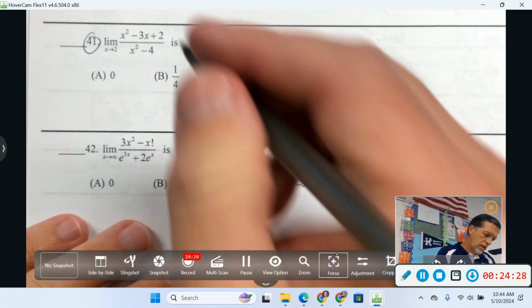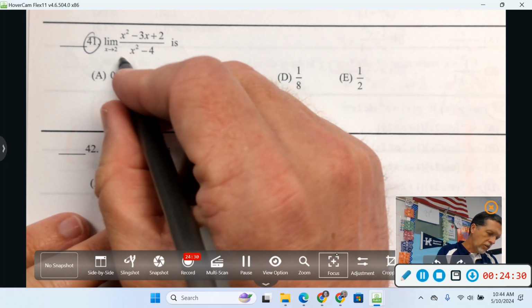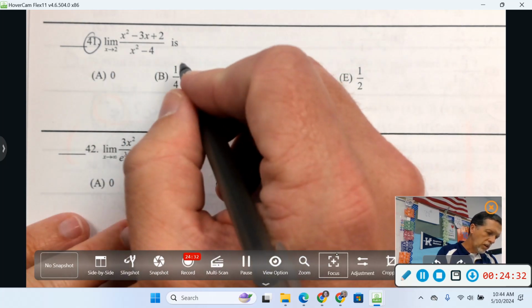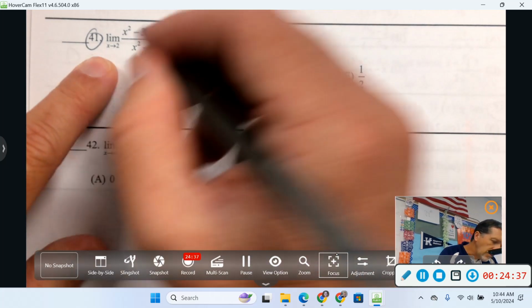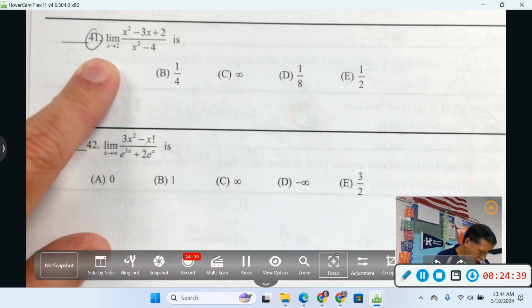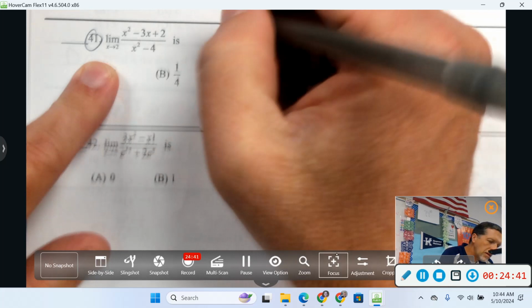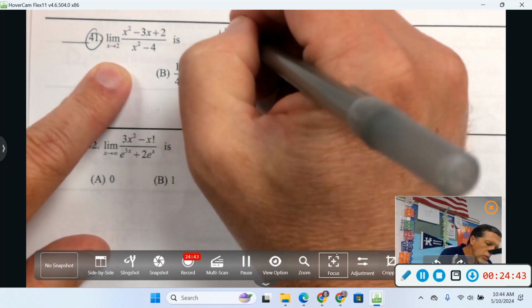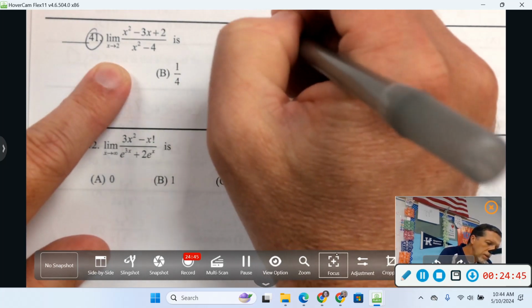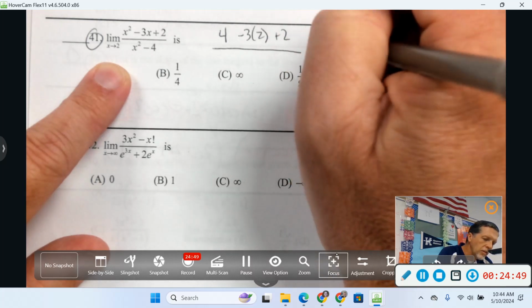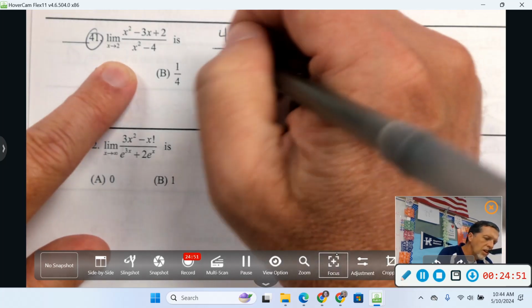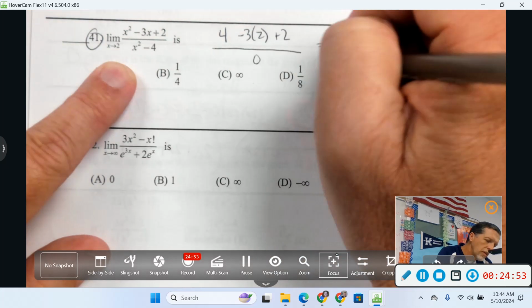41. X approaches 2. Okay, so don't do L'Hopital's. Well, not yet anyway. Plug in 2. Always plug in first, right? Because you never know what will happen. Maybe we get lucky. 4 minus 3 times 2 plus 2. 6 minus 6 is 0. Uh-oh, I'm suspicious. 4 minus 4 is 0.